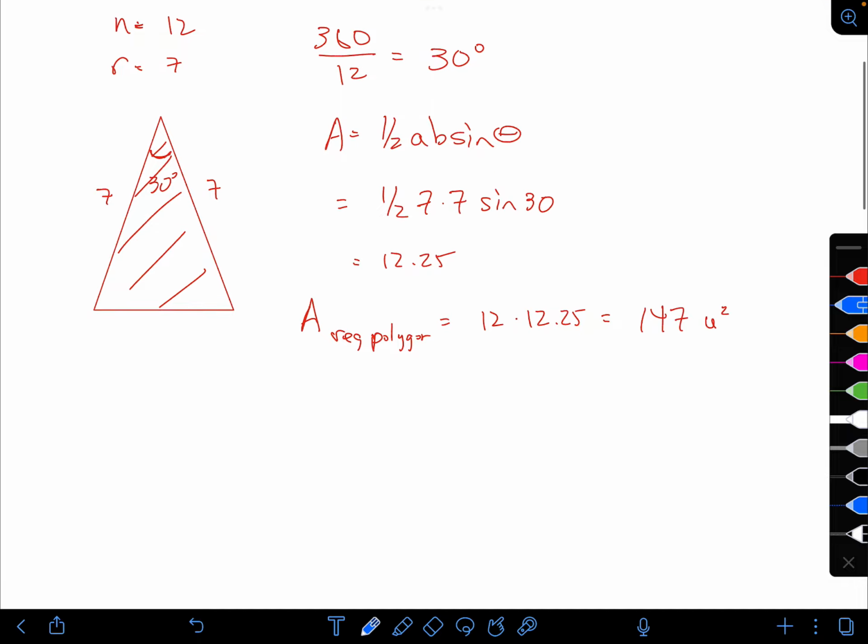Now let's do another one, but we'll change the possibilities. Number one, we'll make the sides not so pretty. So let's take n being equal to 23. So we're going to get some ugly numbers. And let's start with the fact that we know the apothem is 10 units.